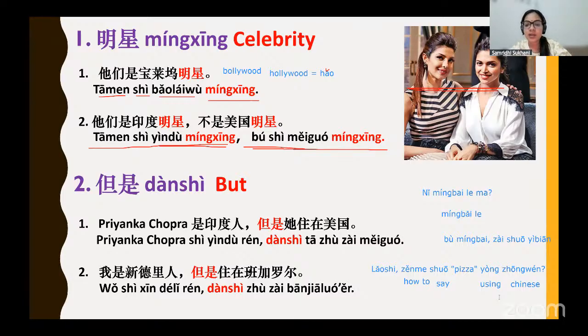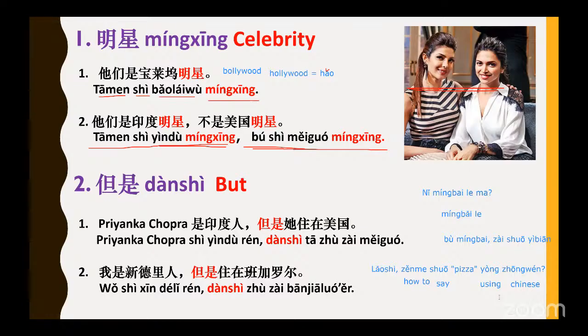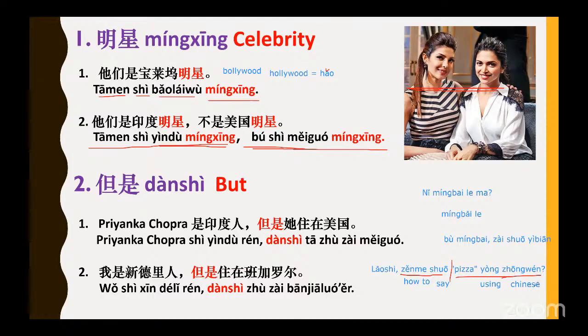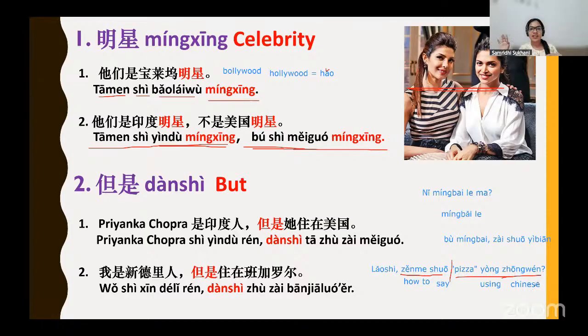Repeat after me. 老师怎么说 pizza 用中文? 中文. 用中文. So the best way to actually remember and speak it fluently is just say zenme shuo, have a little bit of pause, and whatever word you want to say, then yong Zhongwen. Remember it this way. So one more time. 怎么说 table 用中文? Very good.